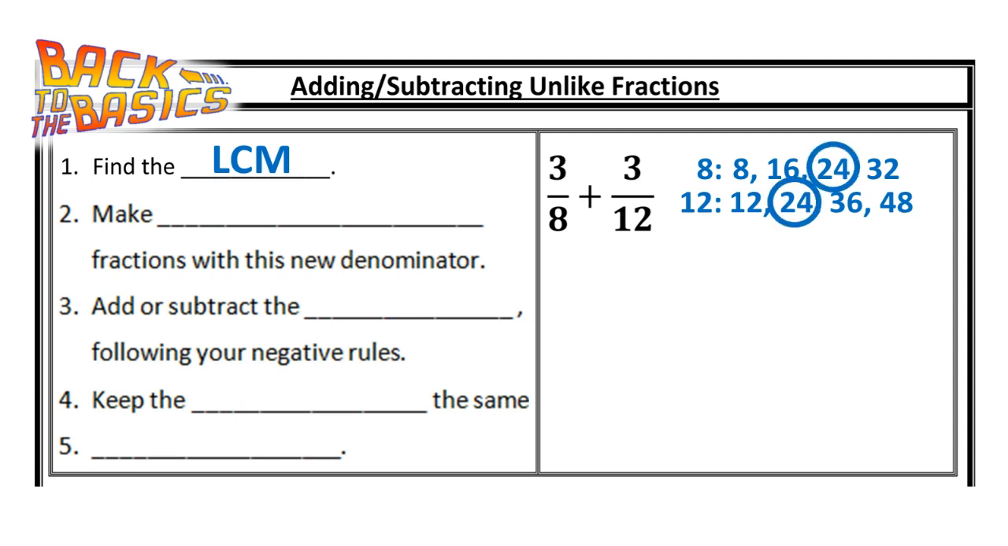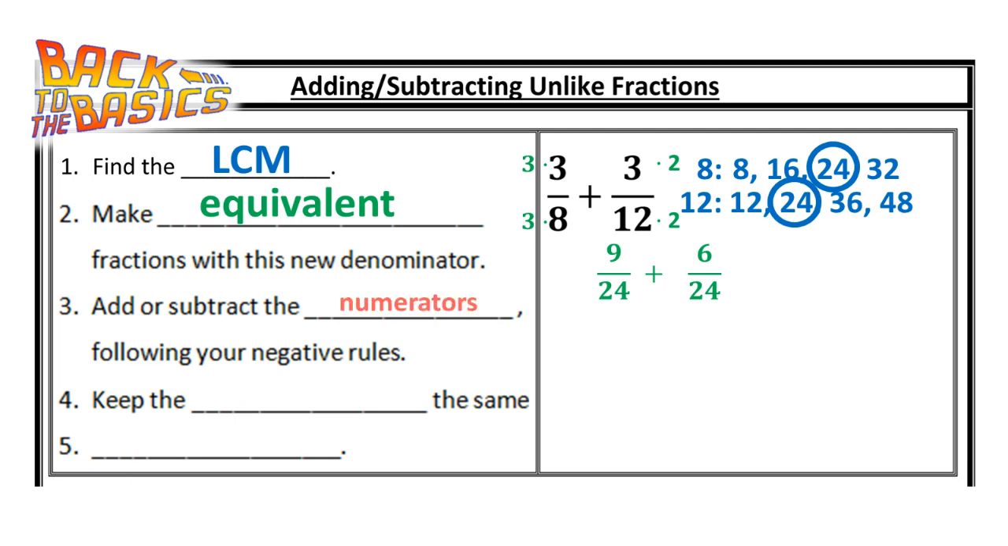So I'm going to make equivalent fractions with this new denominator. Like I said, I'm going to multiply by 3. That'll give me 9 24ths. I'm going to multiply by 2. That'll give me 6 24ths. If I end up with a common denominator, I've done things correctly.